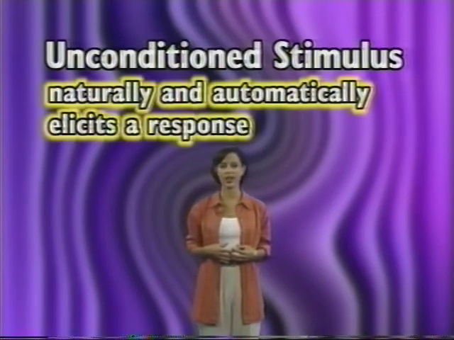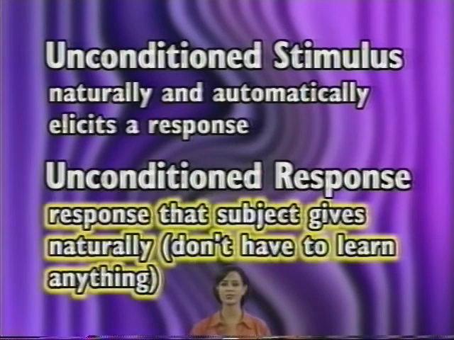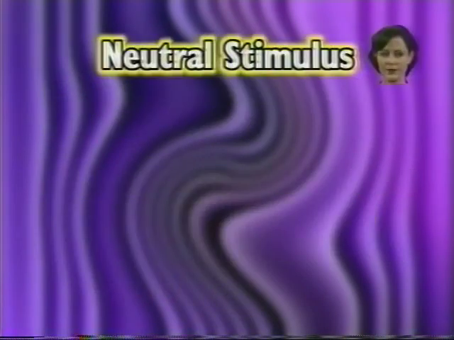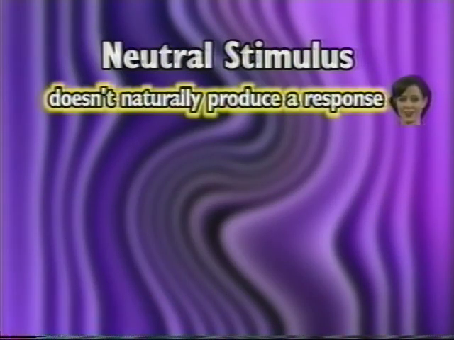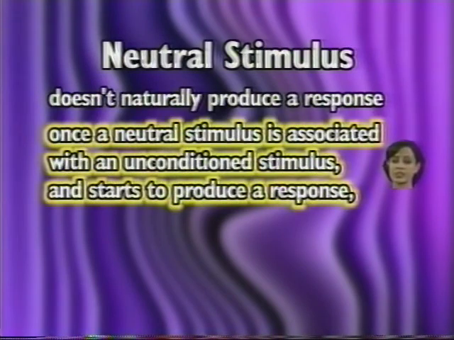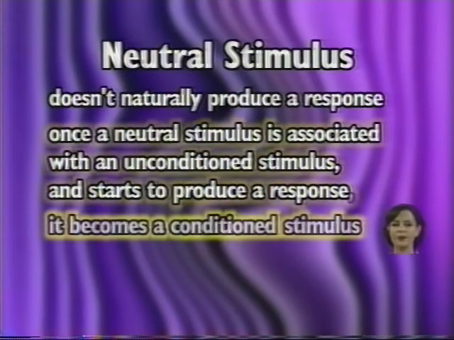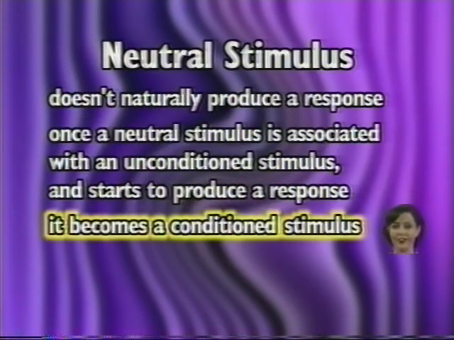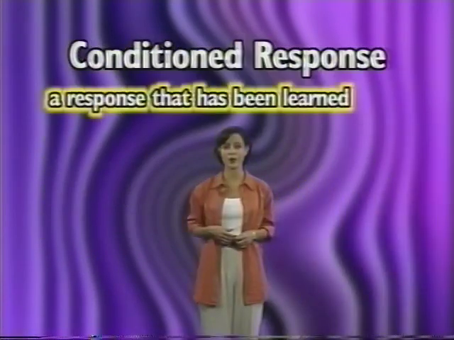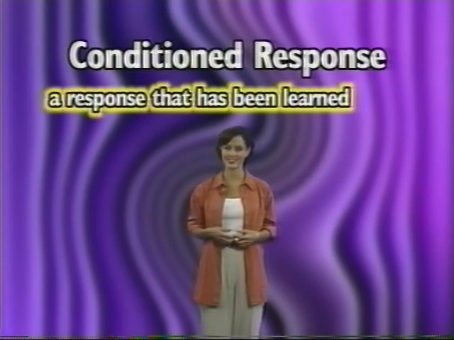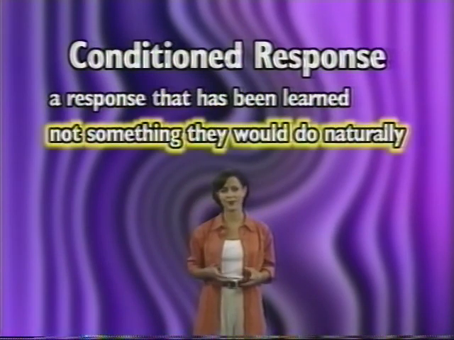Let's review. The unconditioned stimulus naturally and automatically elicits a response. And an unconditioned response is a response that a subject gives naturally, without having to learn anything. A neutral stimulus doesn't naturally produce any response at all. Once a neutral stimulus is associated with an unconditioned stimulus and starts to produce a response, it becomes a conditioned stimulus. The subject has been conditioned to respond to it. A conditioned response is a response that has been learned, like the dogs learning to salivate to the sound of a tone. It's not something they would do naturally.